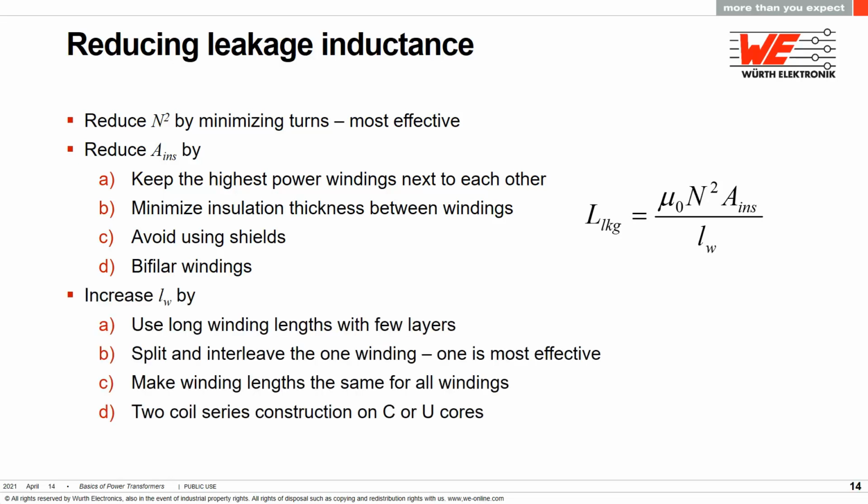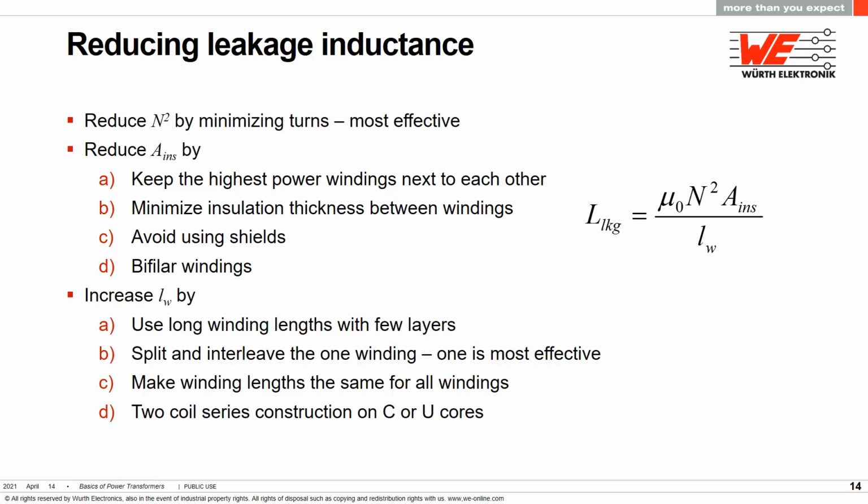Increasing the winding length is one of the easiest things you can do. You want long windings with few layers, and the way to do that is to split it by interleaving one of the windings. One split in a power transformer is the most effective because each split requires extra insulation. This effectively doubles the winding length.